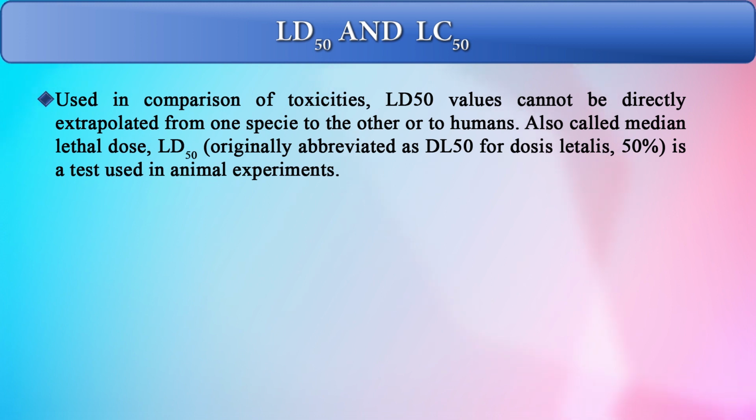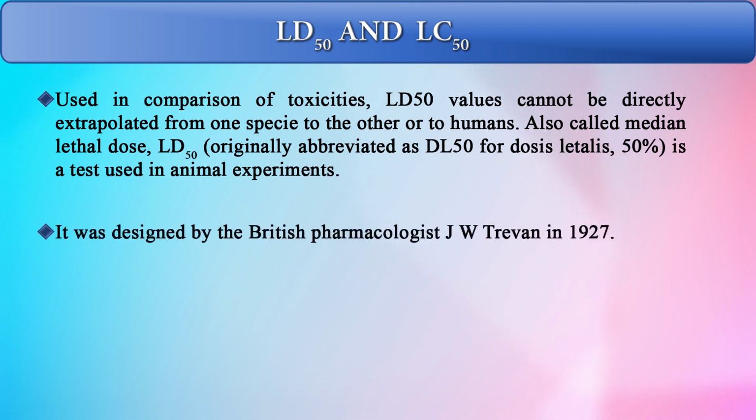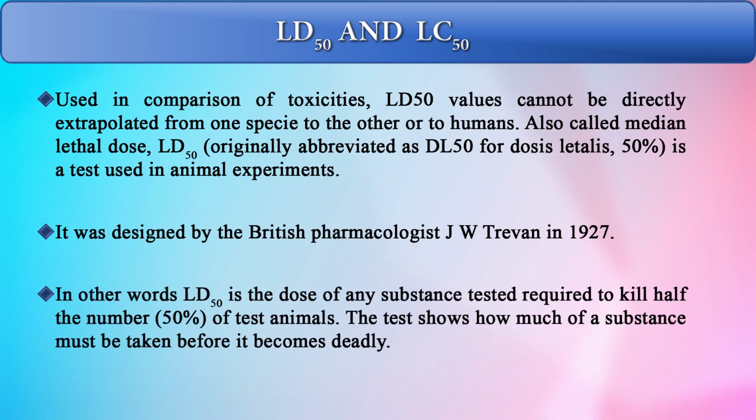Also called median lethal dose, LD50 was originally abbreviated as DL50 for dose lethalis, is 50% for a test used in animal experiments. It was devised by the British pharmacologist J. W. Trevan in 1927. In other words, we can say that LD50 is the dose of any substance tested required to kill half of the number of test animals. The test shows how much of a substance must be taken before it becomes deadly.